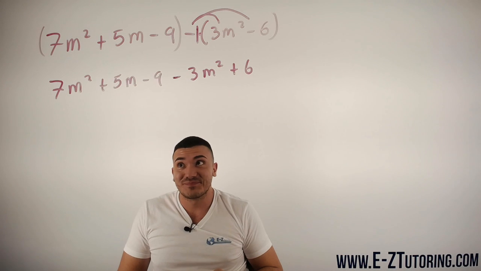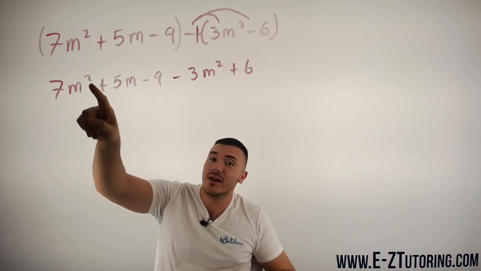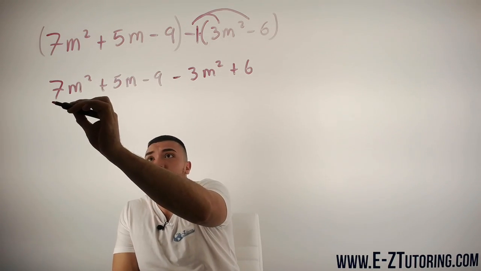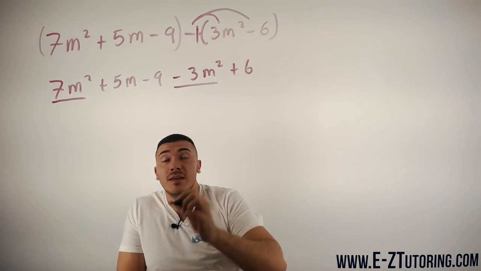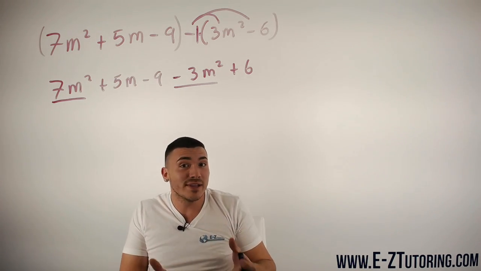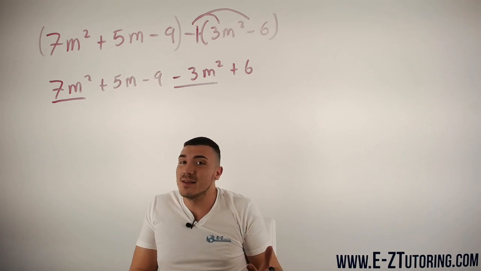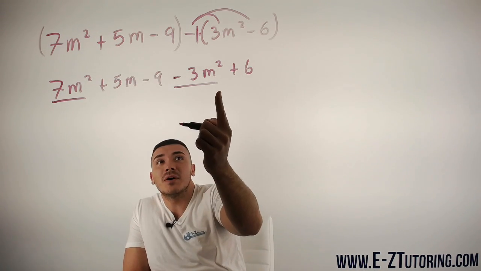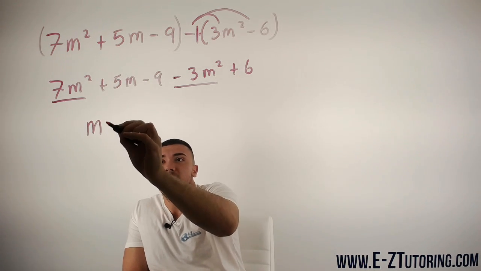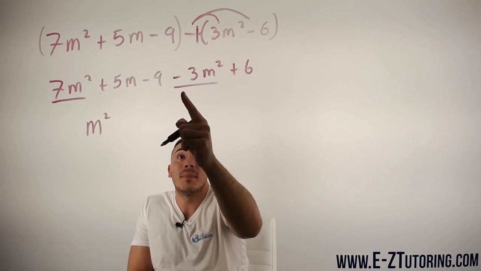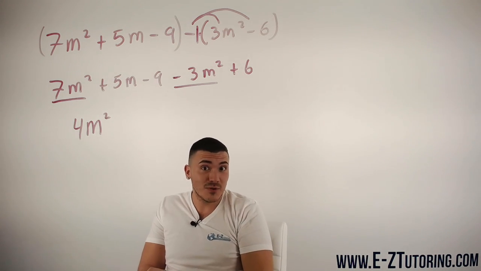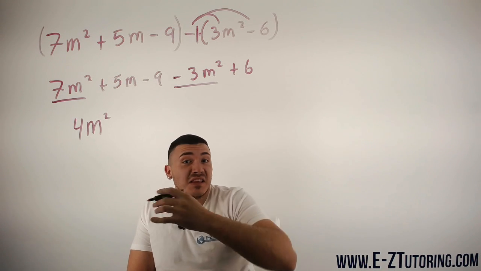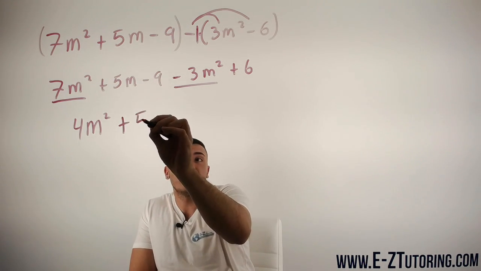What do I mean by that? If we look at our 7m squared, we can combine this with another term that has m squared. So what other term has m squared? Well, this one right here. So these are what you call like terms, and you always want to simplify it by combining all your like terms. So to combine like terms, all you do is you keep the m squared, and you just combine the numbers, 7 minus 3, which gives us 4m squared. So these two are freshly combined. We are done. The 5m has nothing to combine with, so we will just leave 5m.